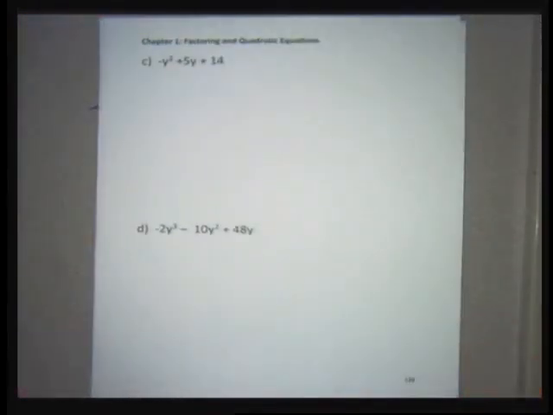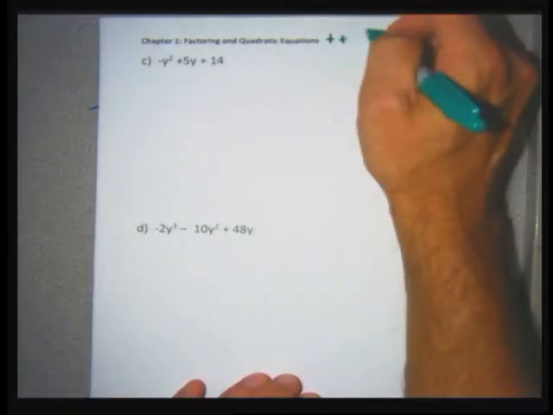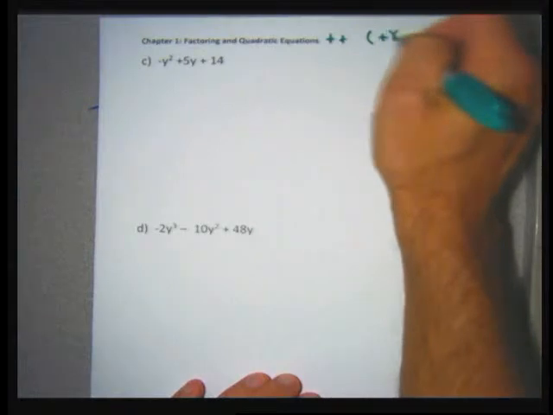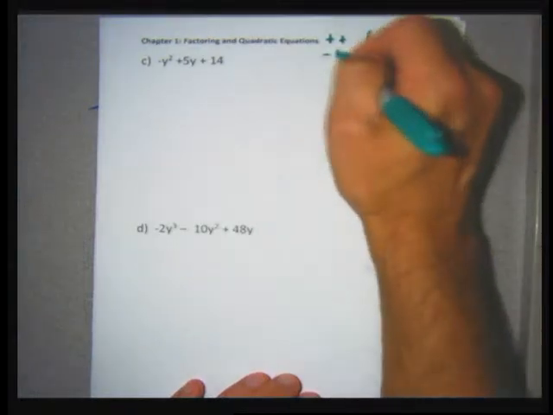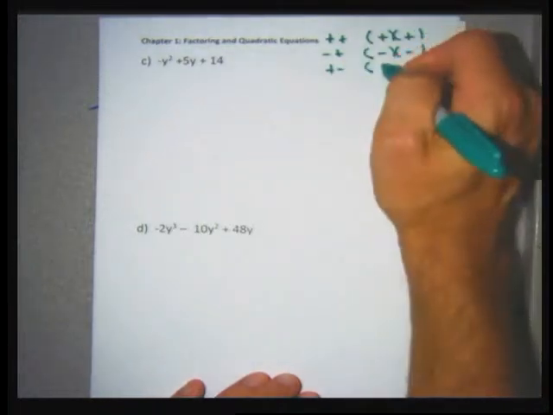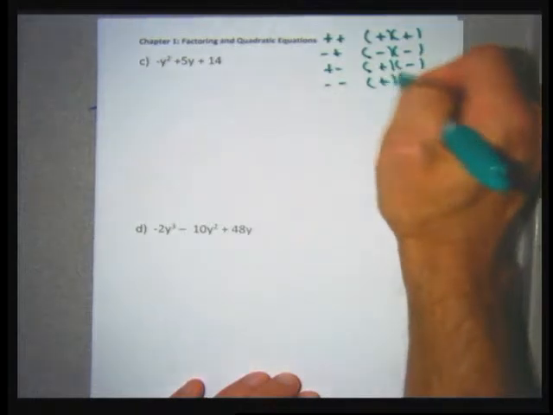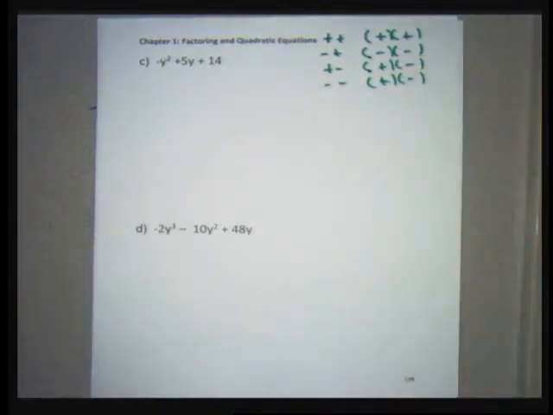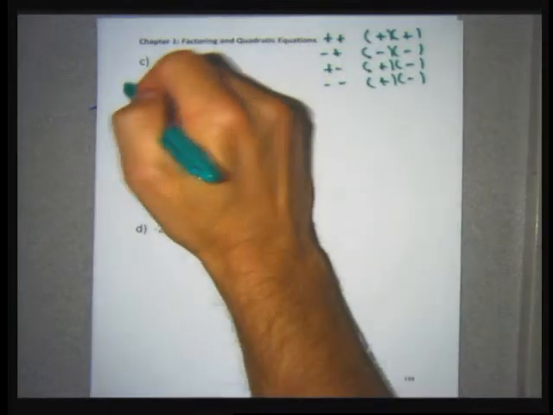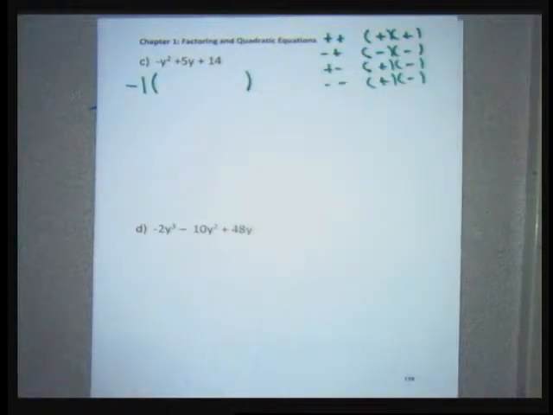Each of the problems on the next page have a leading negative, and when the first piece is a negative, you have to factor out at least a negative, and if there's a common factor, you factor out the common factor along with the negative. Part C of number 1, there isn't a common factor, but the leading term is negative, so I'm going to factor out a -1. And when I factor out a -1, I write a parentheses, and inside the parentheses I write the opposite of every term.